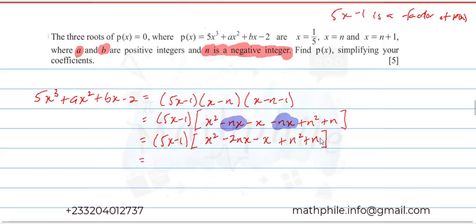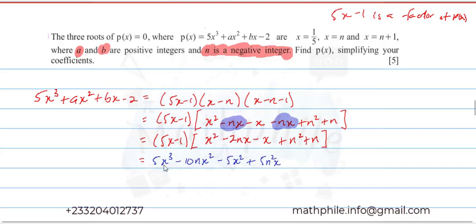Let's do the second expansion. So 5x multiplies everything. This will give you 5x cubed. 5x multiplies negative 2nx, you get negative 10nx squared. This multiplies this and I get negative 5x squared. This multiplies the n squared, 5n squared x. Sorry, my bad. Let's check if everything is correct.